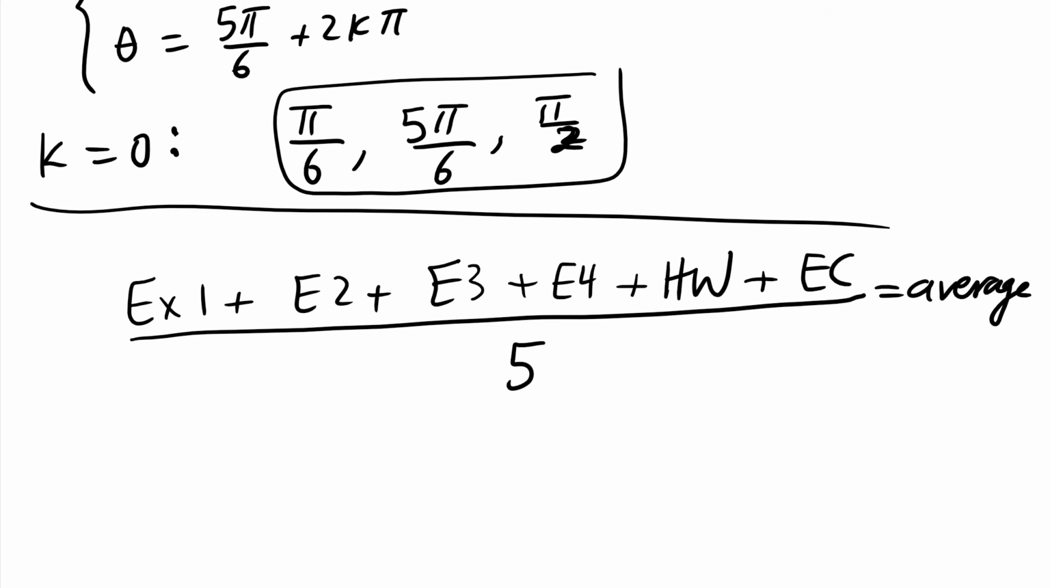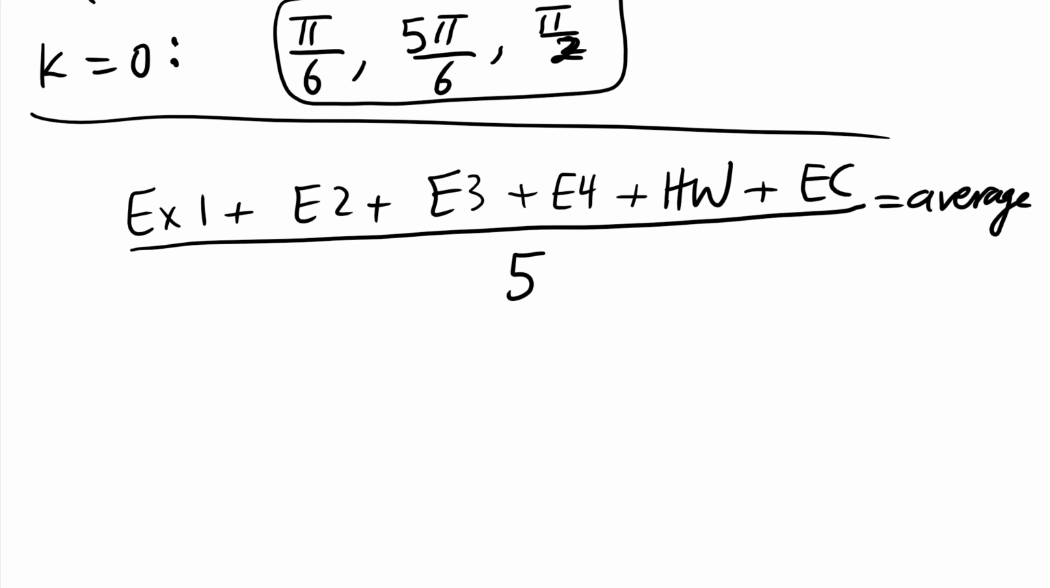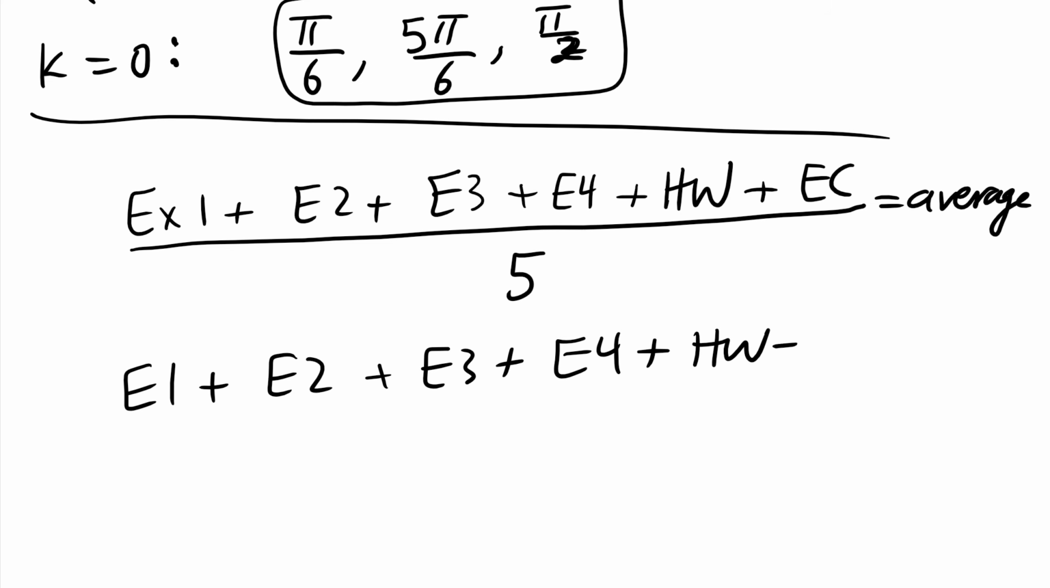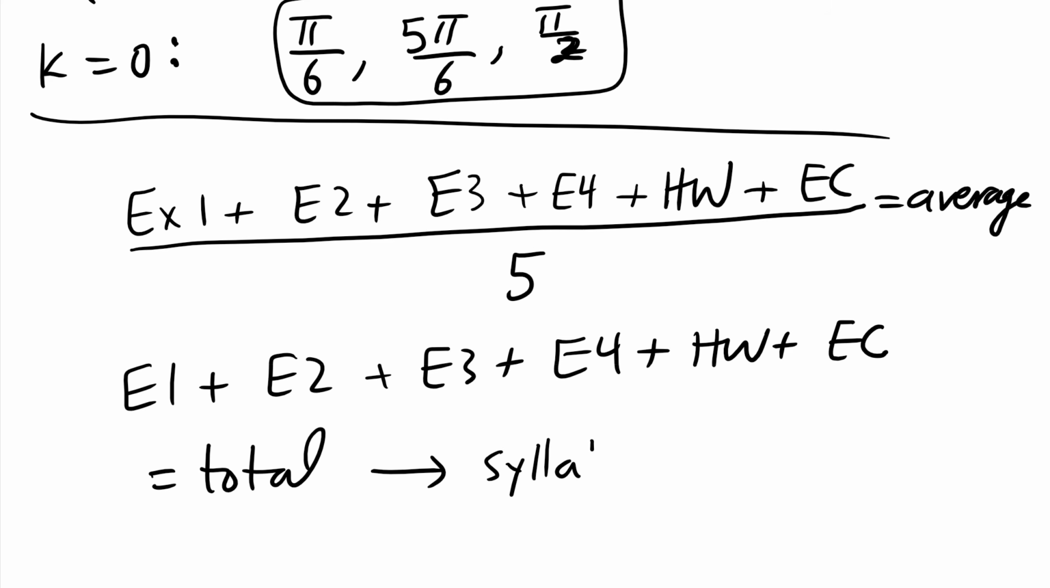Now, if you don't want to do the average thing, it's totally fine. Just take exam 1 plus exam 2, exam 3, exam 4, all the homework assignments, and estimate the extra credit and see what the total is. Then you can go to the syllabus and check under grading, see how many more points you need to get on the final to get an A or B or C. That's the easiest way to calculate this. Any questions about grading?